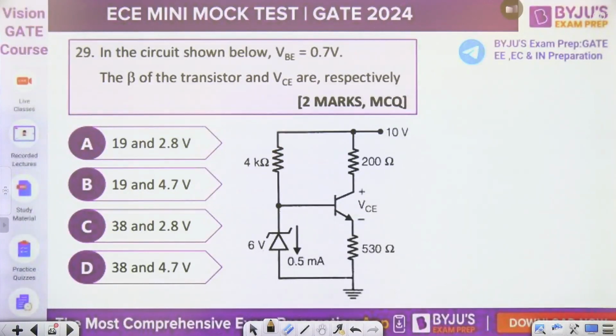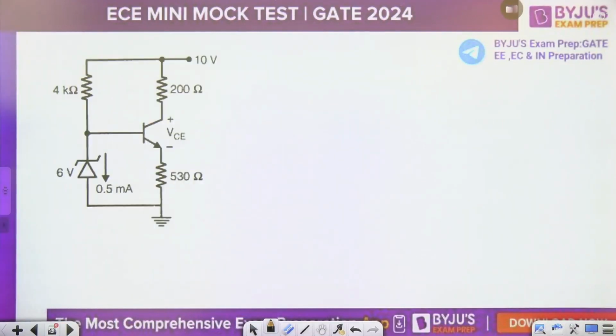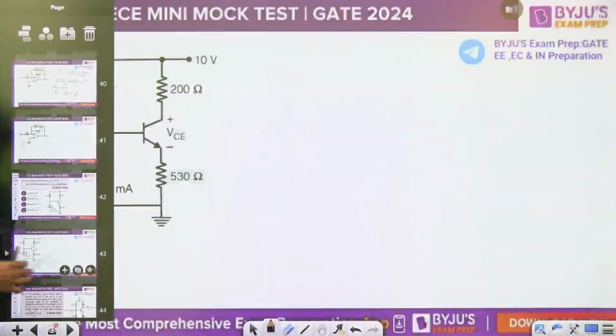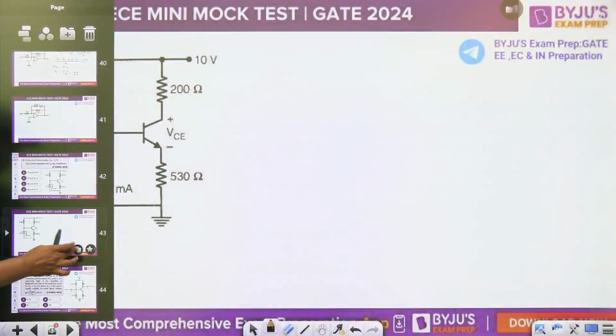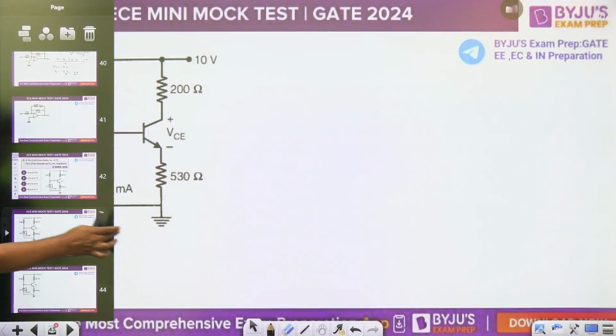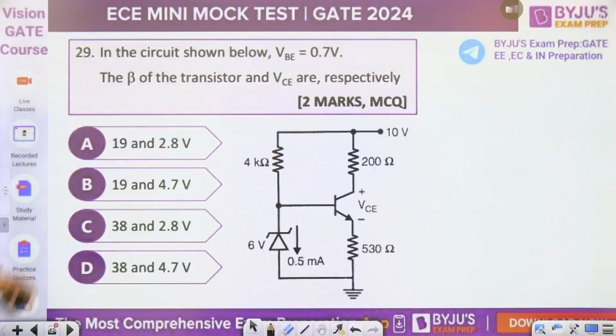Take a screenshot. First of all, draw the diagram on your copy. And then it is a Zener diode, because there is a current through the Zener diode, which means it is already in breakdown. So the value of beta is required, as well as the value of VCE. Okay, the value of beta and the value of VCE.